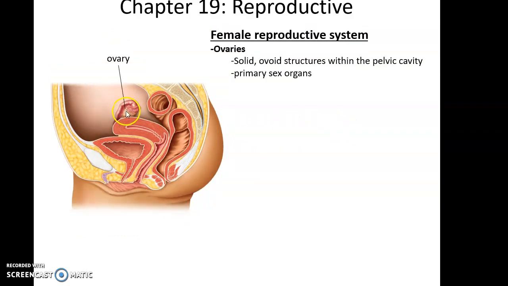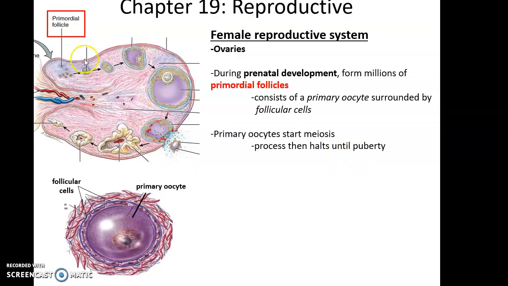All right, the ovaries are the primary reproductive structures of the female. They are solid ovoid structures found in the pelvic cavity. During prenatal development, so back when the female was a fetus, they produced millions of these primordial follicles, consisting of a primary oocyte surrounded by protective follicular cells. And so that means the female produces all of their oocytes before they are even born.